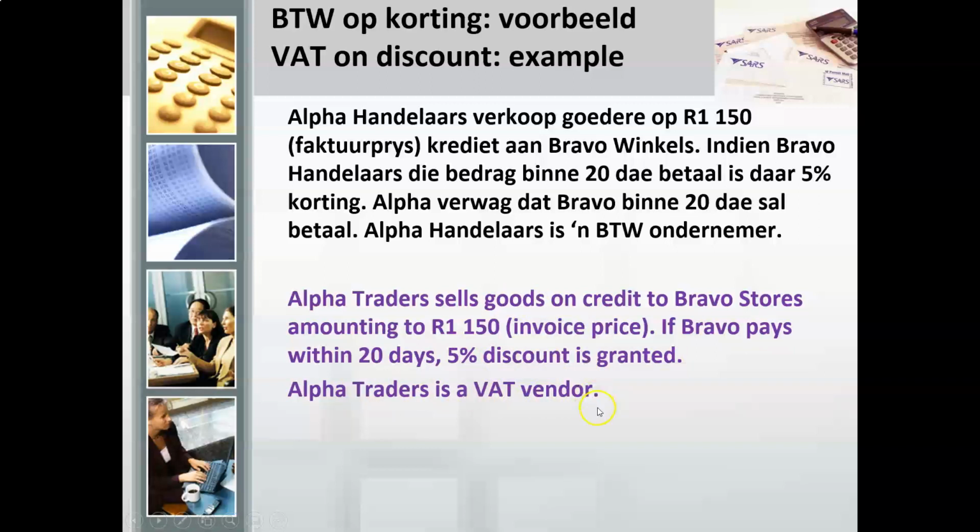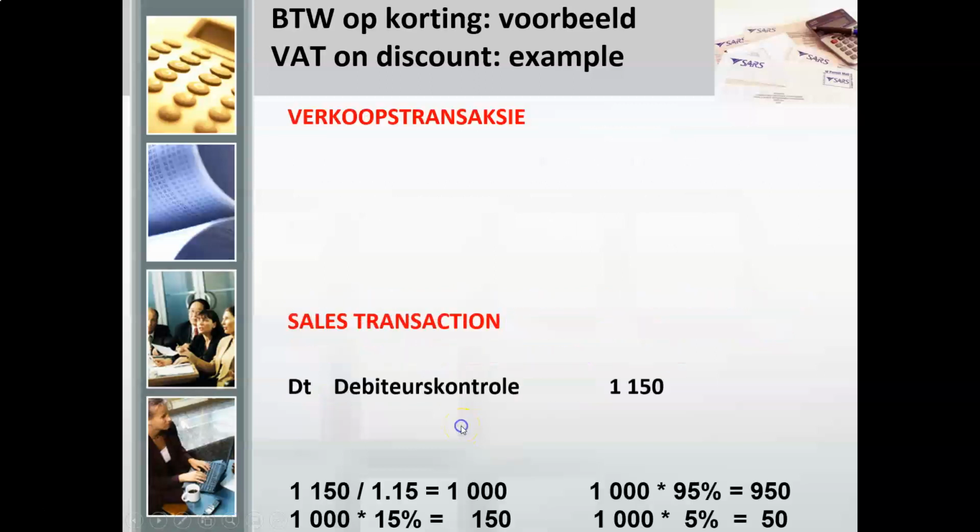Step number 1, determine the invoice price, 1150. Step number 2, take out the VAT. 1150 divided by 1.15 times 15% gives me 150 Rand. Number 3, determine the VAT exclusive price. 1150 minus 150 equals 1000. Break down the VAT exclusive invoice price into the two legs. 5% will go to the allowance for settlement discount account. 95% will go to the sales account.